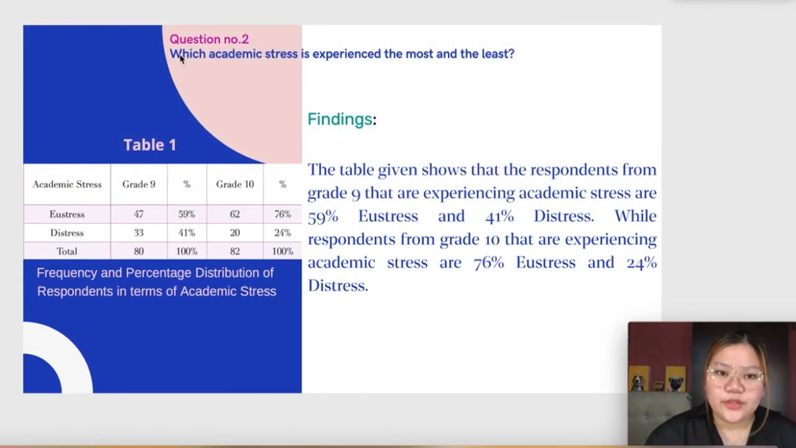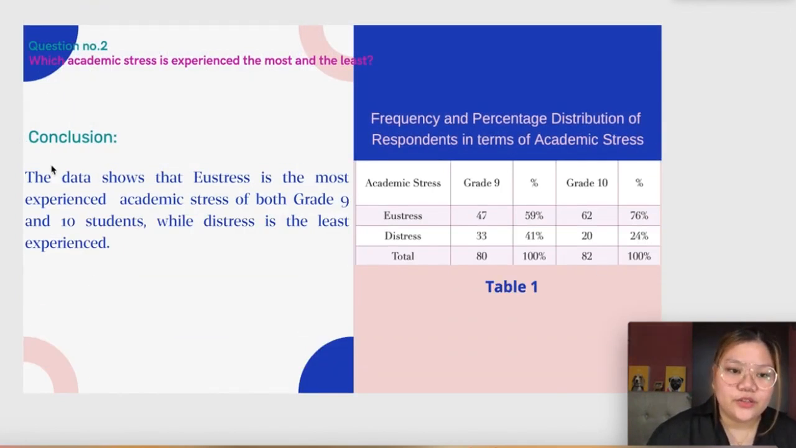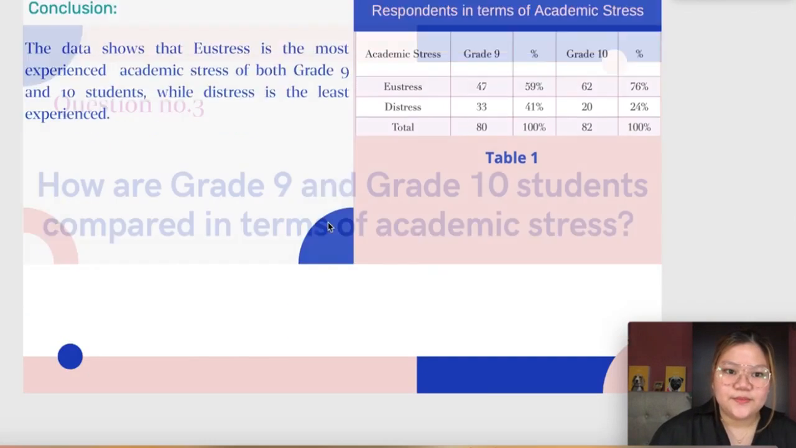For the findings of question number 2, the table shows that the respondents from Grade 9 experiencing academic stress are 59% eustress and 41% distress, while respondents from Grade 10 are 76% eustress and 24% distress. In conclusion, the data shows that eustress is the most experienced academic stress of both Grade 9 and 10 students, while distress is the least experienced.